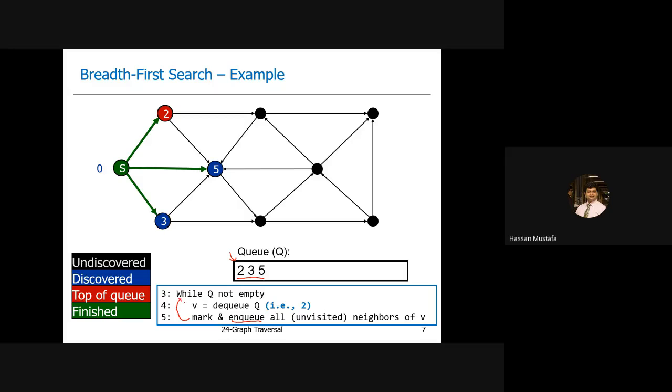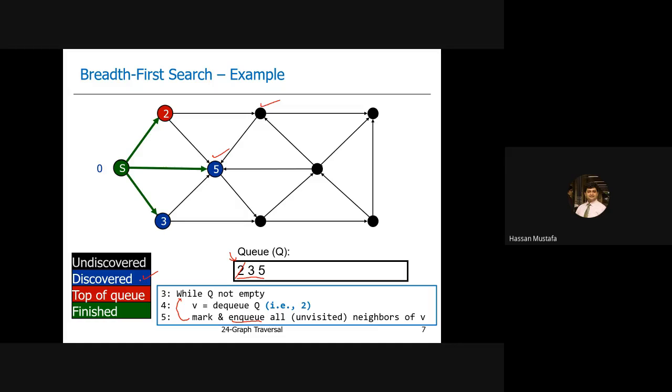Going back to the while loop, I would again remove the head of the queue, that is node number 2. So I have removed this node number 2 from the queue. And after removing 2, I would mark and include all the unvisited neighbors. In fact, I would first see which are the neighbors. So neighbors of 2 are this black node and this node number 5. But this node number 5 is already discovered.